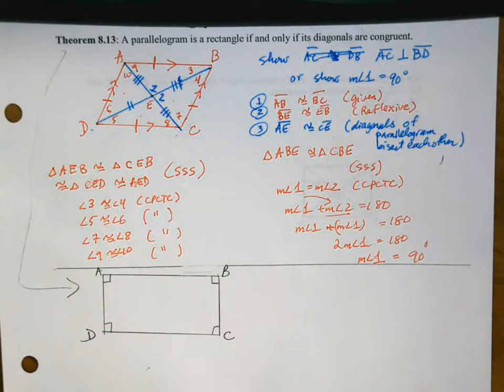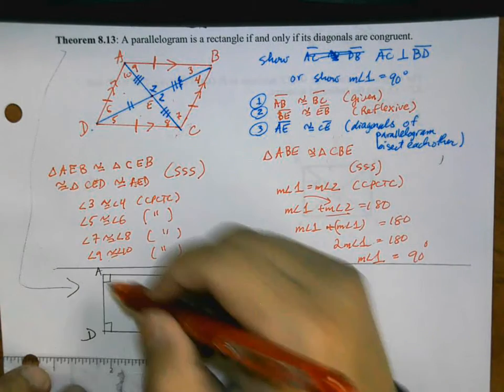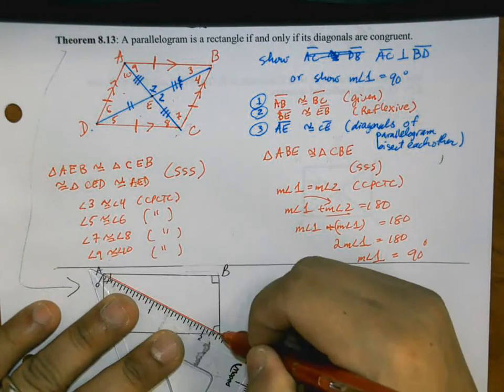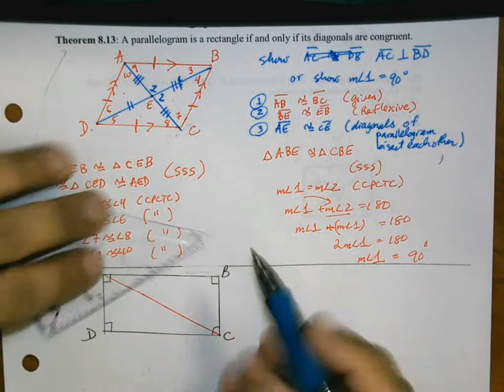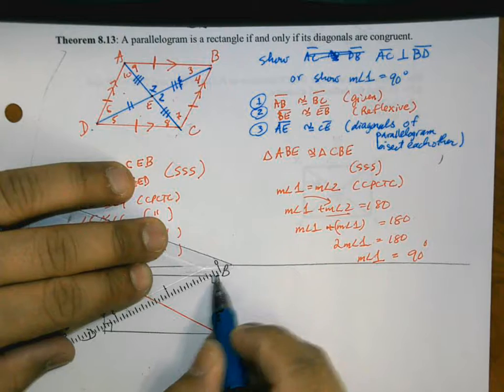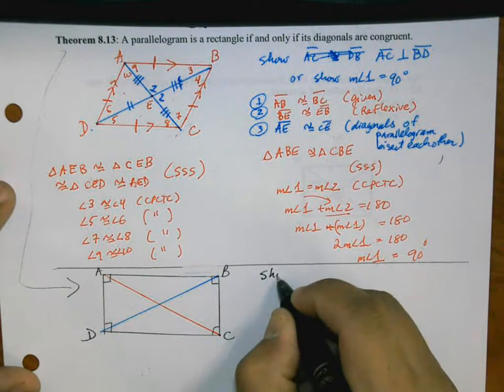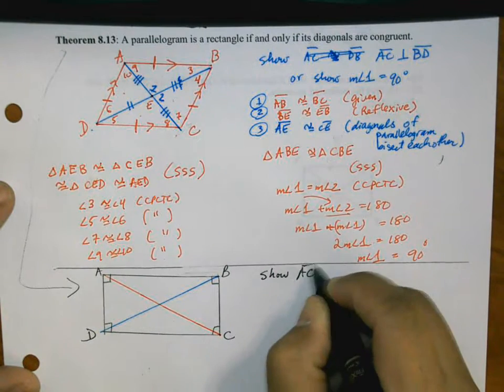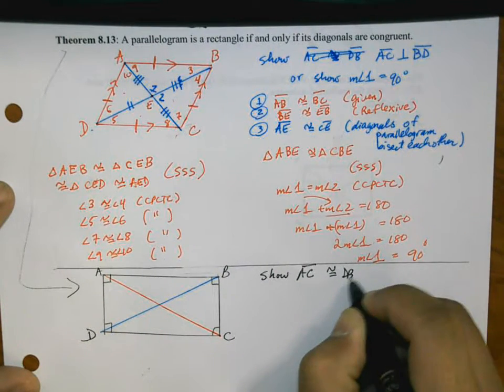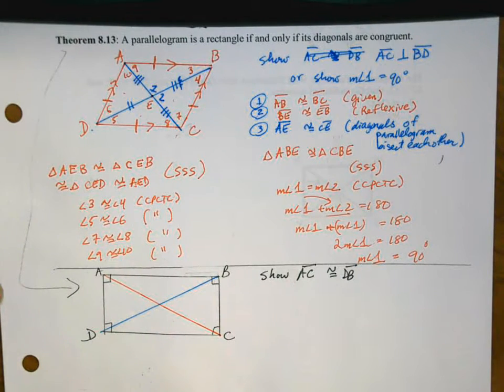Okay. Now, what we want to show is that the diagonals are congruent. So from A to C and from B to D. Okay. So our task here is to show that AC is in fact congruent to DB. Okay. And the strategy, as we've always done before with these particular parallelograms and quadrilaterals, is try to split them into triangles. So that's exactly what I'm going to do.